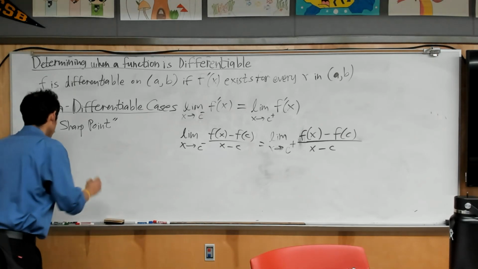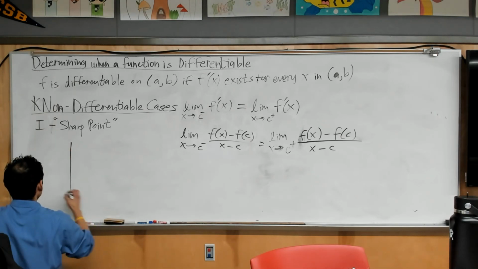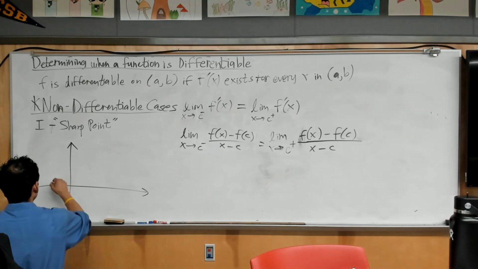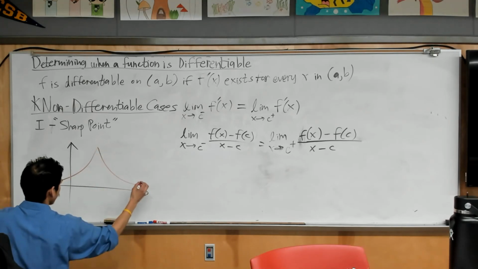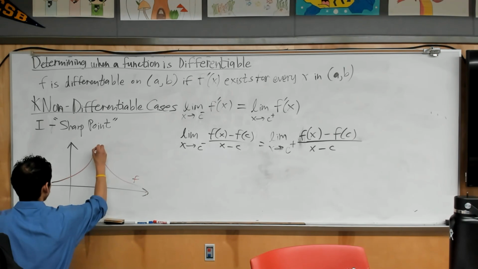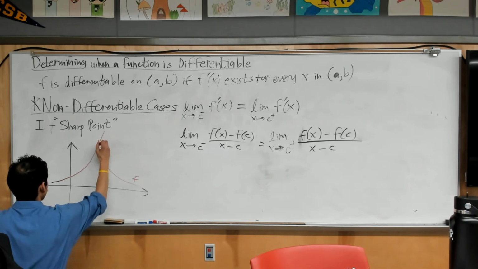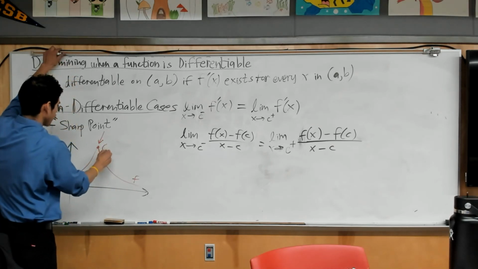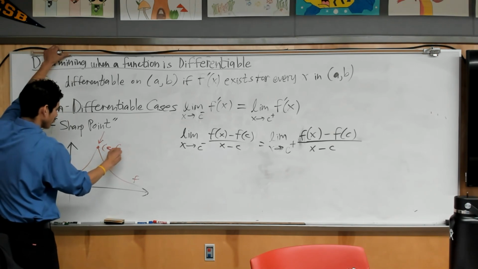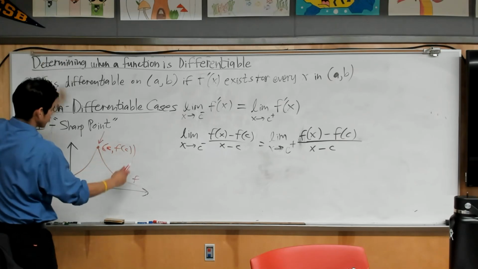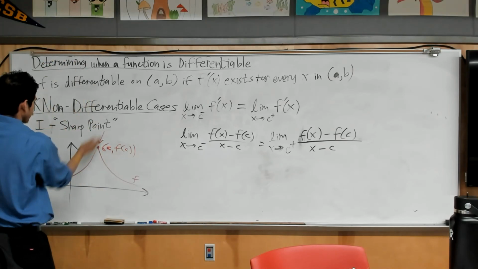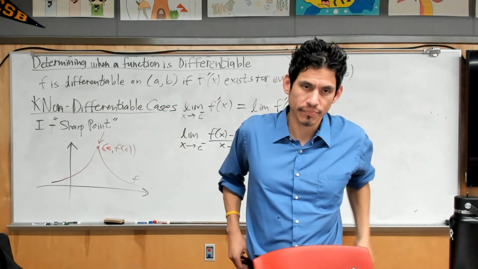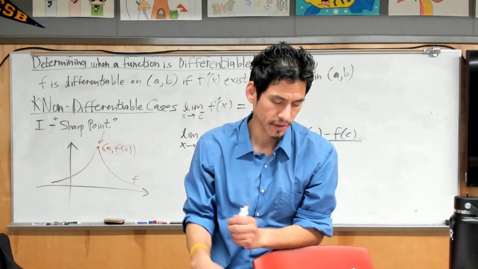Case 1 will be a sharp point. So when you have a function like this, going down low again, you got something like this. This is a sharp point, not differentiable here. With a sharp point, the derivative will run up that way and that way, so the one-sided limits of the derivatives, or the slopes, would not be the same. You're going in 2 different directions.